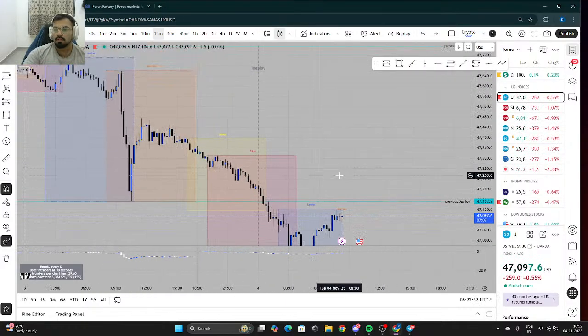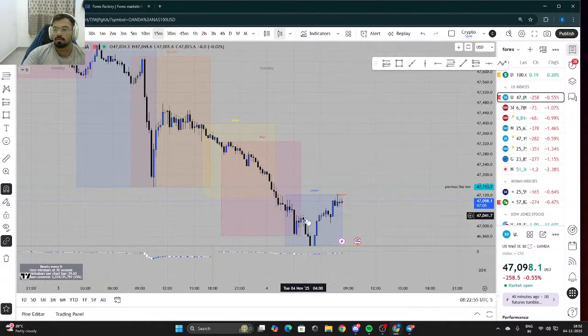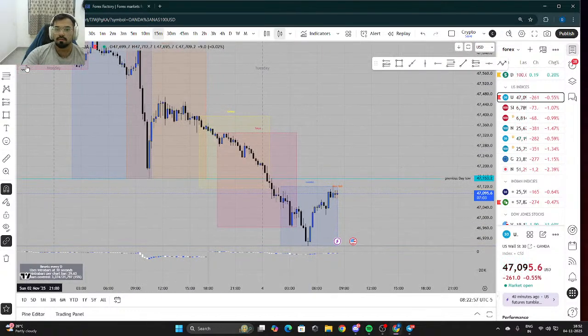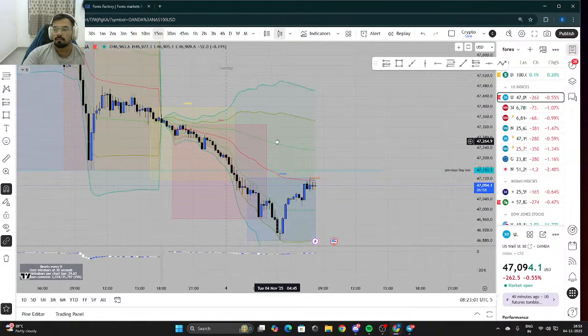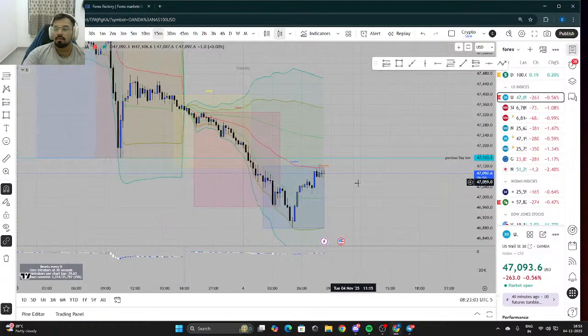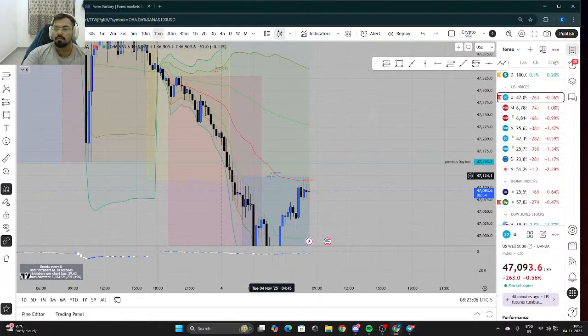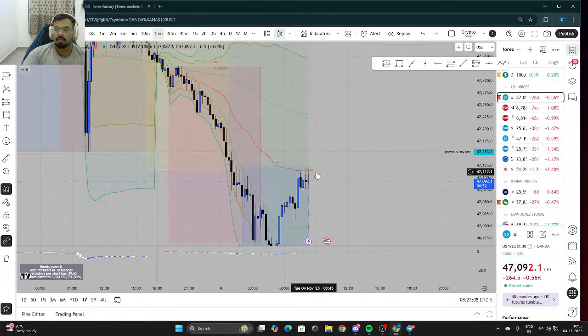There's no session highs, just a straight swing downward. Check the VWAP. Price is trading on the VWAP mean.